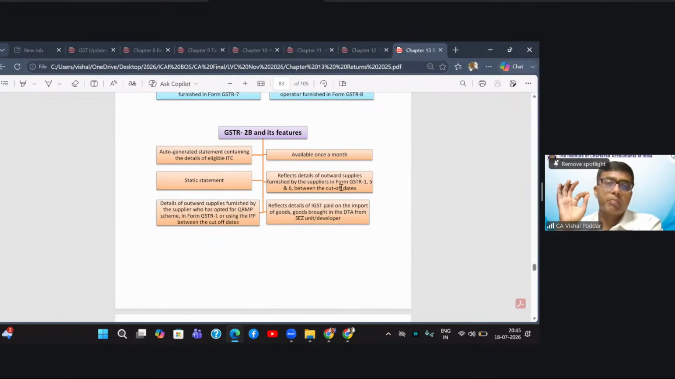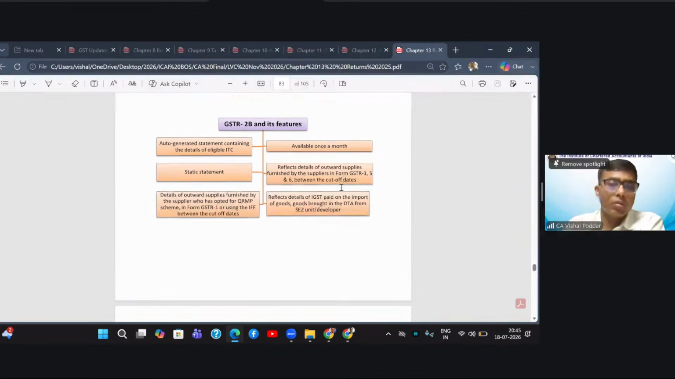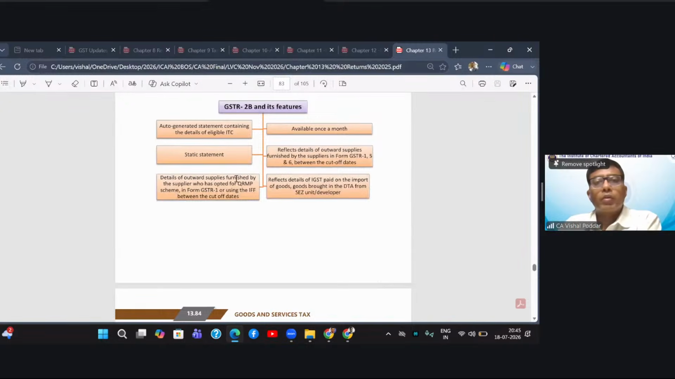So only where my suppliers are uploading their GSTR1 within the cutoff, that is the due dates given for GSTR1 or 5 and 6, only then that credit will appear in my 2B in that same month and I will be able to get the ITC. Otherwise, my ITC is gone. Next, details of outward supply furnished by the supplier who have opted for QRMP in Form GSTR1 or using IFF, again up to the cutoff dates. And finally, it reflects the details of IGST paid on import of goods, and goods brought in the DTA from SEZ supplier.